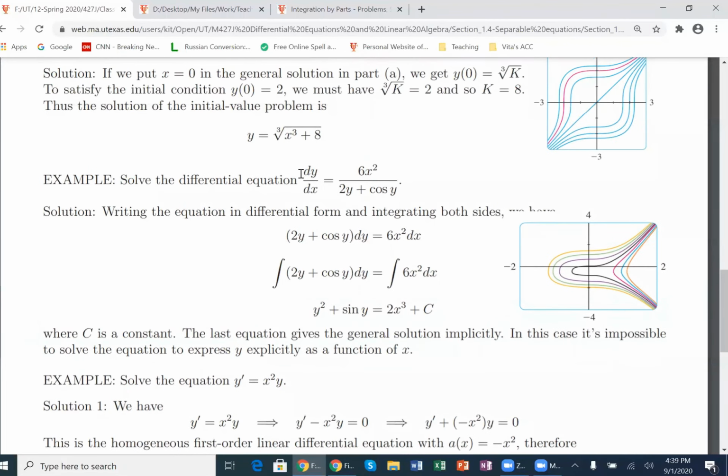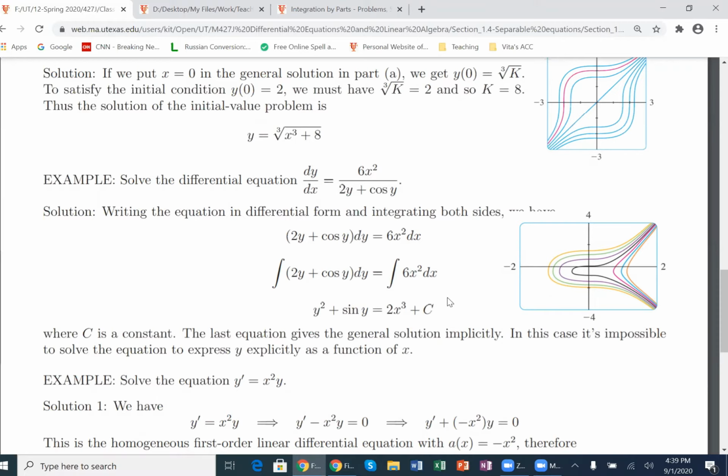Few more examples. Here, again, it's a separable equation. We move this to the left and this to the right. Done. We integrate both parts, and then the antiderivative of this is over here, the antiderivative of this is over here, and we put plus c only once.